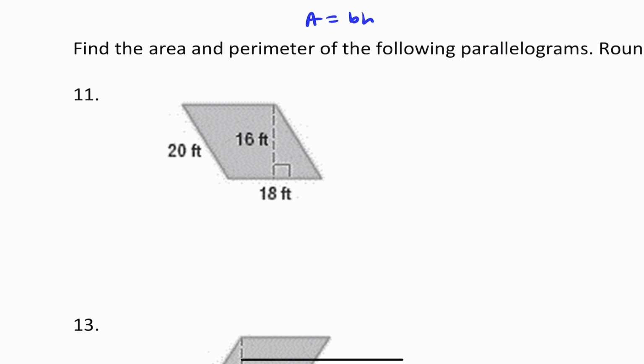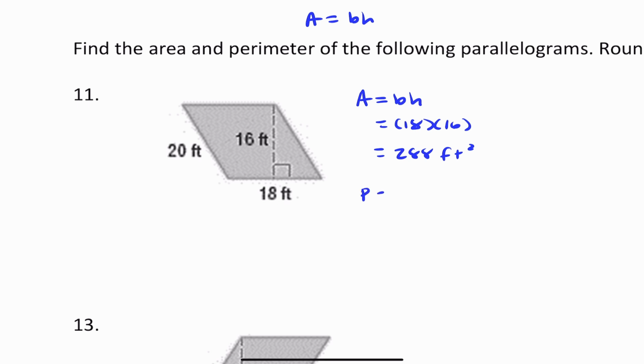So this first example is really straightforward. I can just say A equals BH, right? And the base here is 18 and the height will be 16. So I can just put 18 times 16, which will give me 288 square feet.